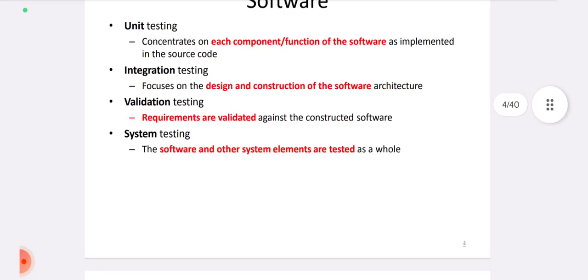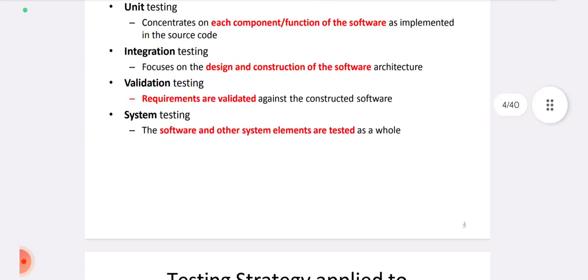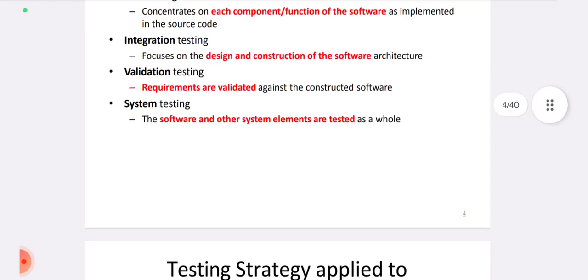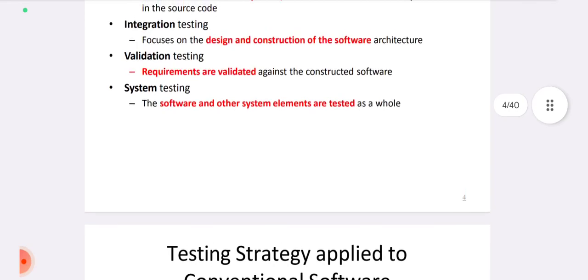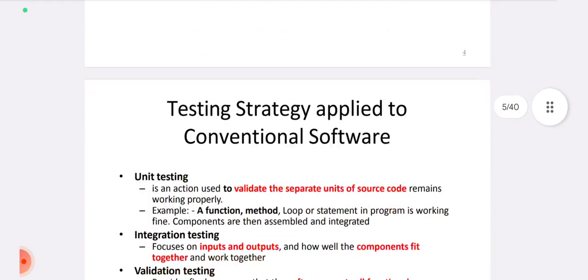Then validation testing. After the complete integration is over, we have the full layout of the system. Now we have to check whether the system works for the purpose it has been developed. That is called validation testing. For whatever input we give, whether the output it gives is satisfactory to the customer is validated in validation testing. Then system testing. All the components of the system will be tested in system testing.